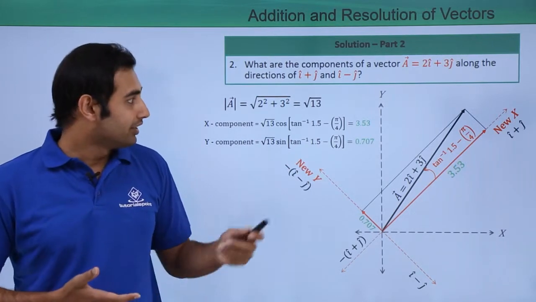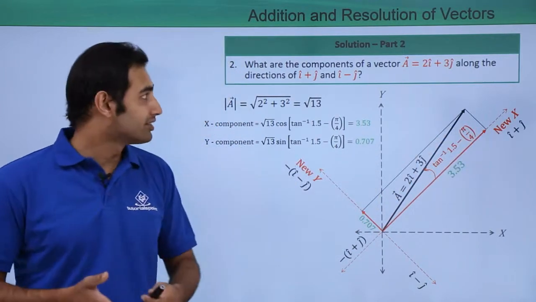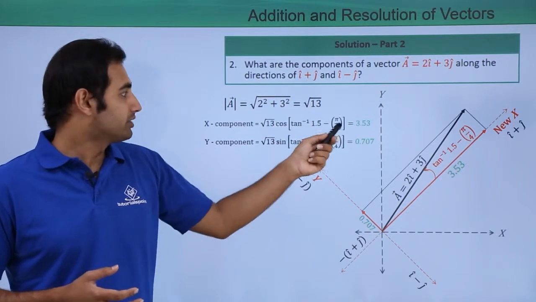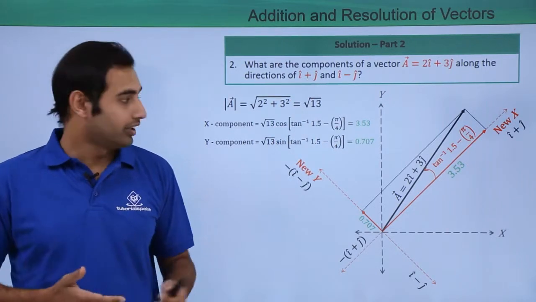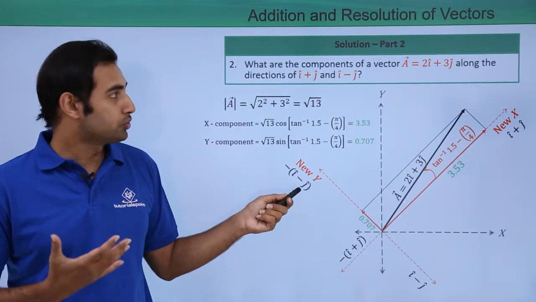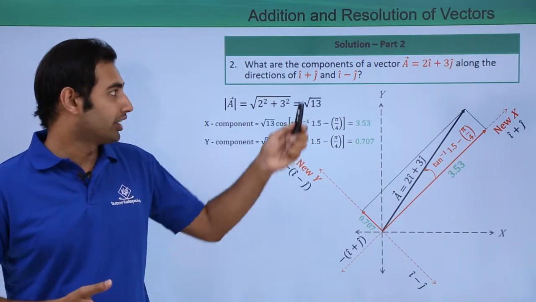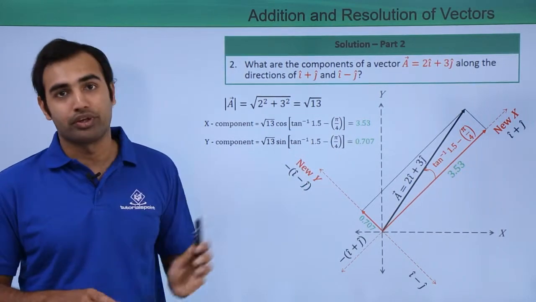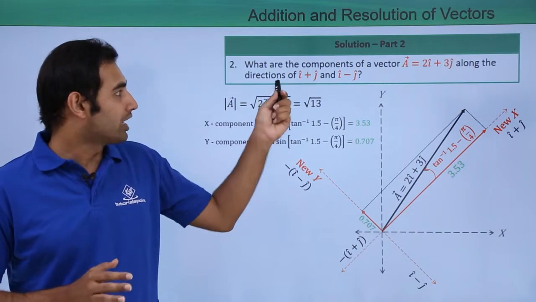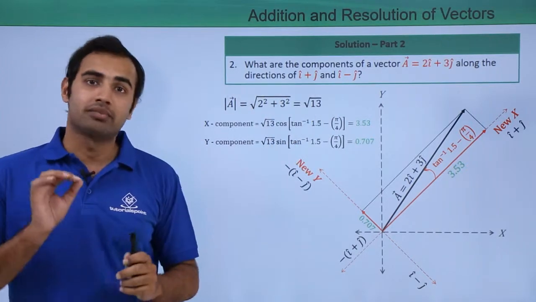Now I can see that this x component is along the direction of i plus j. So I can say that the component of this vector along i plus j is 3.53. However, this y component is actually along minus of i minus j, and I am supposed to answer along i minus j. So I can say the component of vector along i minus j is actually minus 0.707. So the answer for this question I get is the component along i plus j is 3.53 and component along i minus j is minus 0.707.